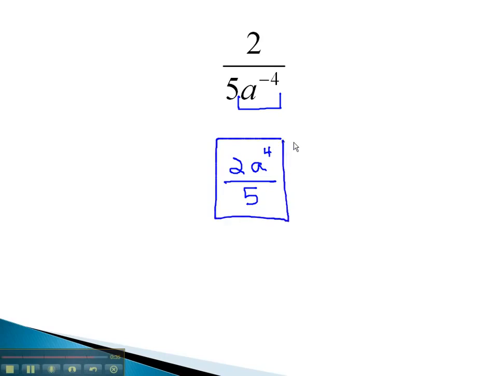It is important to notice with these negative exponents that the negative exponents never made numbers negative, never made fractions negative. Negative exponents simply move the factor to the opposite side of the fraction.